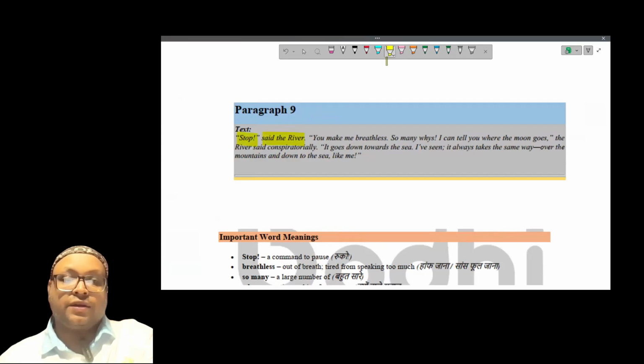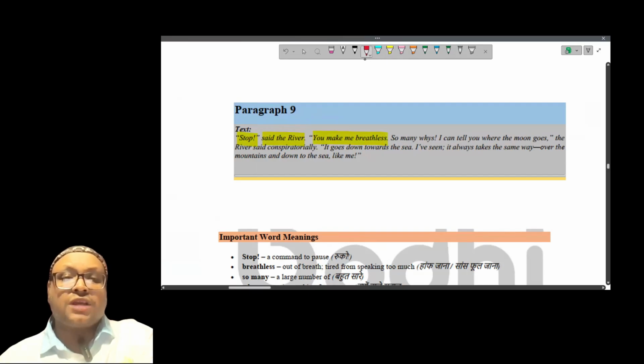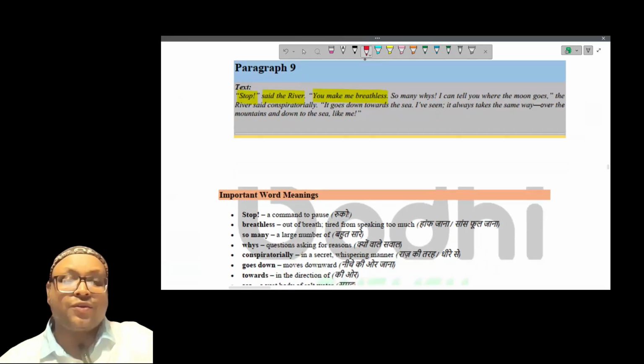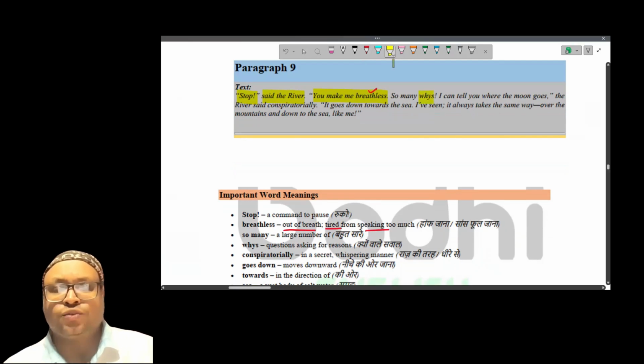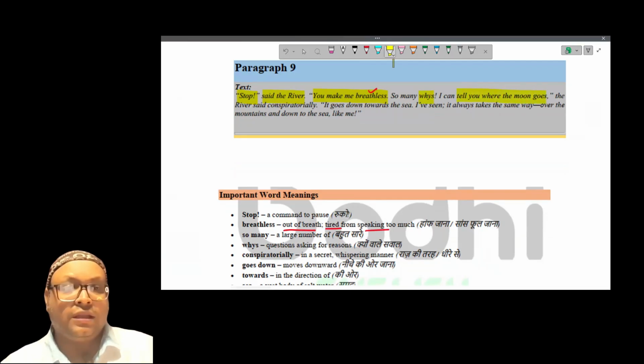What is in paragraph 9? Stop, said the river. You make me breathless. Why breathless? Because our Jahnavi is asking so many questions. Breathless is out of breath, tired from speaking too much. So many whys, so many questions you have. I can tell you where the moon goes, the river said conspiratorially. What is conspiratorially? In a secret, whispering manner.